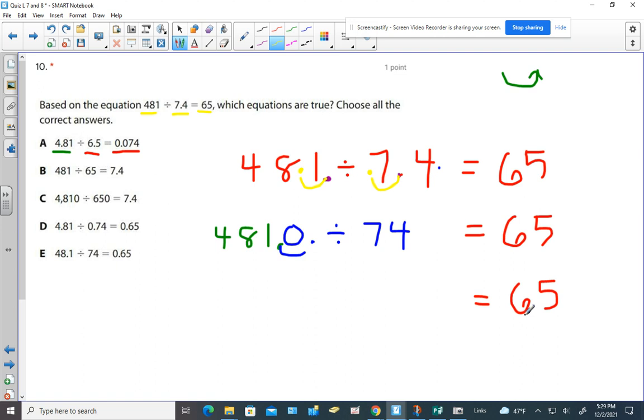Now, if what I'm saying doesn't make any sense, then you're better off just multiplying this times this to see if you get that, or sticking with the division to see which one's true. All right, good luck finishing that up.